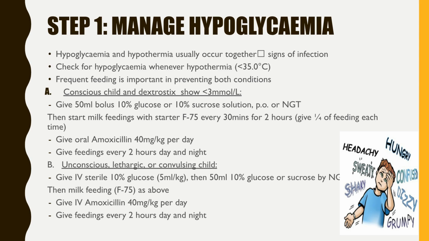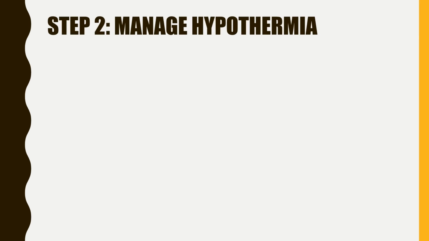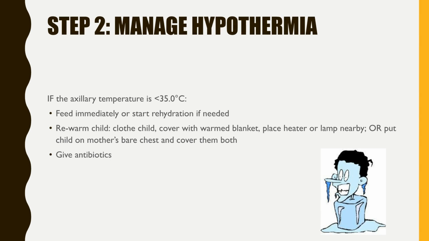Step 1 is managing hypoglycemia, which often co-occurs with hypothermia and infection. Frequent feeding is key. A conscious child with low blood glucose gets oral glucose or sucrose, followed by frequent F75 milk feeds and oral amoxicillin. Step 2 is managing hypothermia. If the temperature is low, immediately feed or start rehydration. Rewarm the child with blankets or skin-to-skin contact and administer antibiotics.